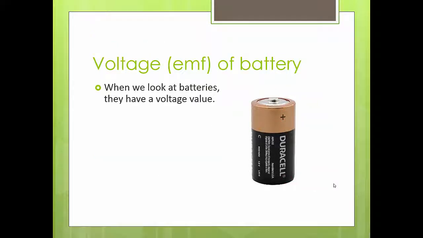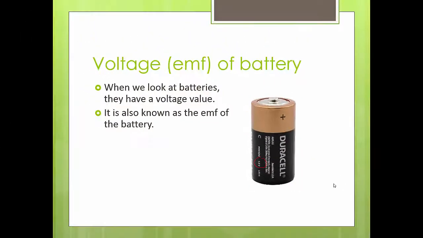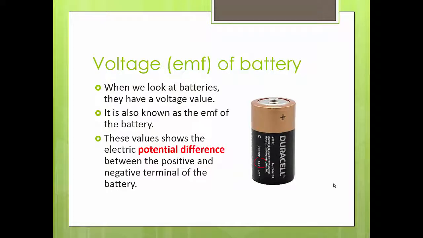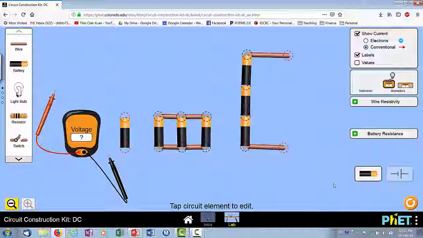When we look at batteries, they have a voltage value, something similar to here, that's very clear. It's known as the EMF of the battery. This value shows the electric potential difference between the positive terminal and the negative terminal of the battery. So what happens when batteries are connected in series and parallel?